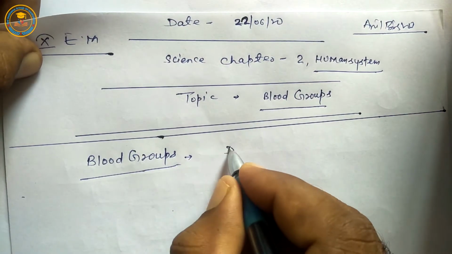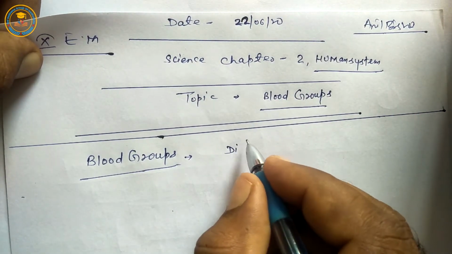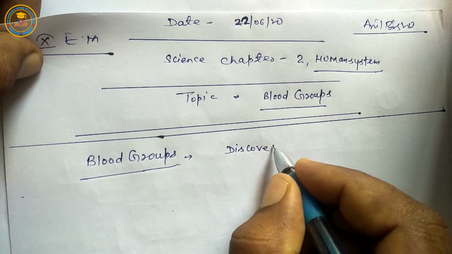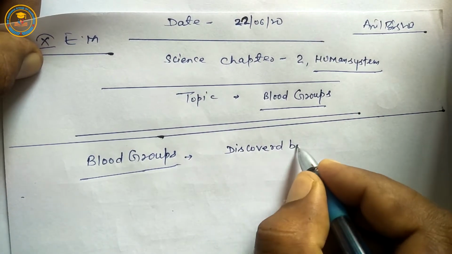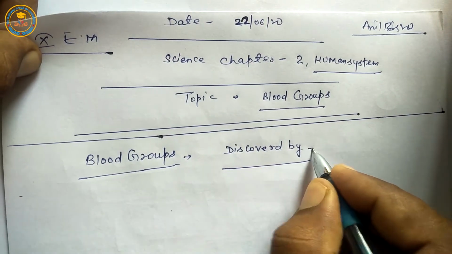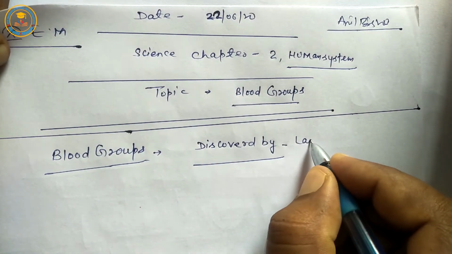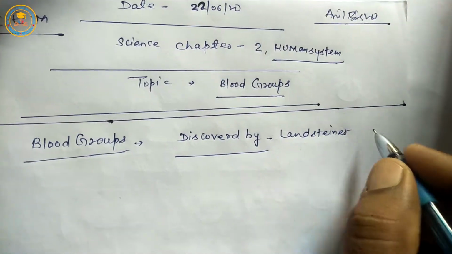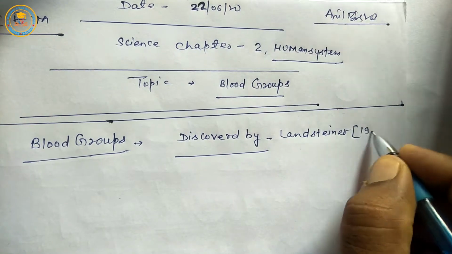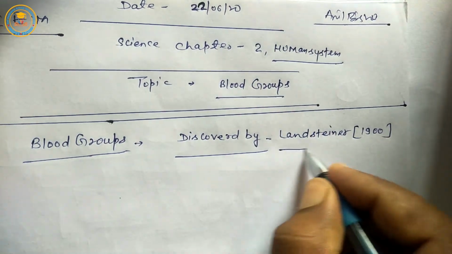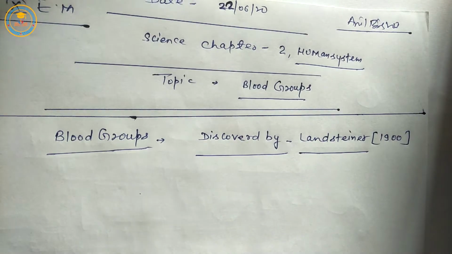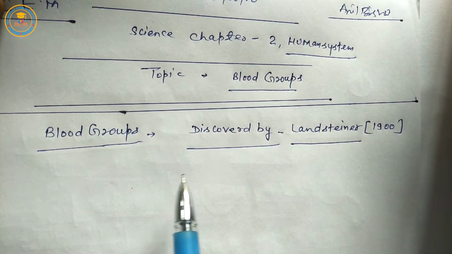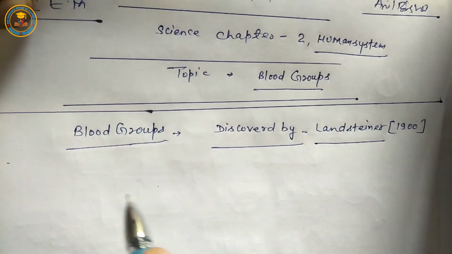First is described by Carl Landsteiner in 1900. So first, the blood groups were described by Landsteiner.